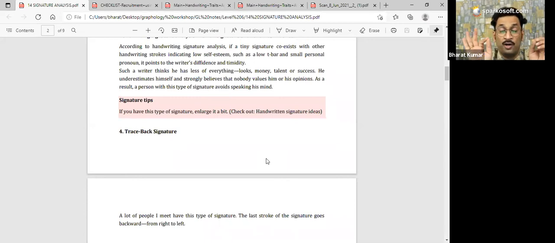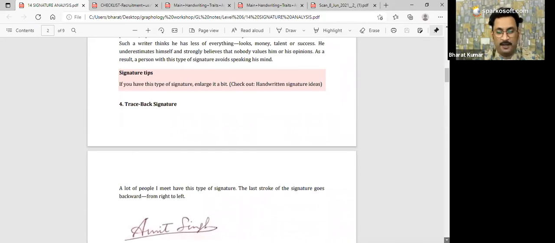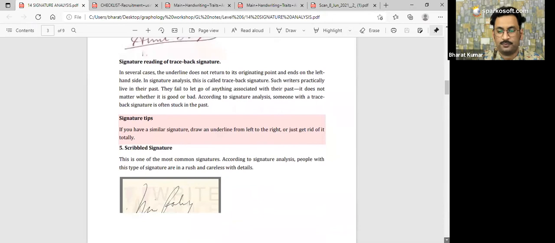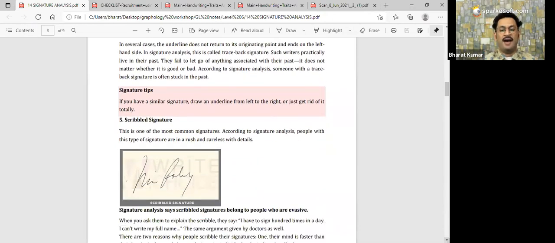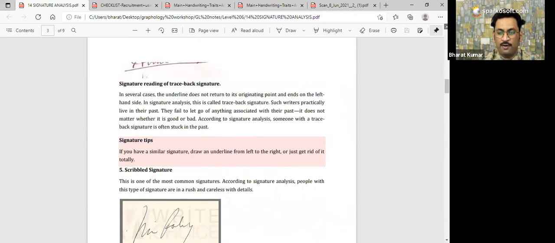They are very negative people. If you sit with these people for a few minutes, you will feel very negative. These are such people, so avoid them. If you have a similar signature, with a very small font that looks like a single line, or you draw an underline from left to right, please remove that. That is not a good sign of signature.